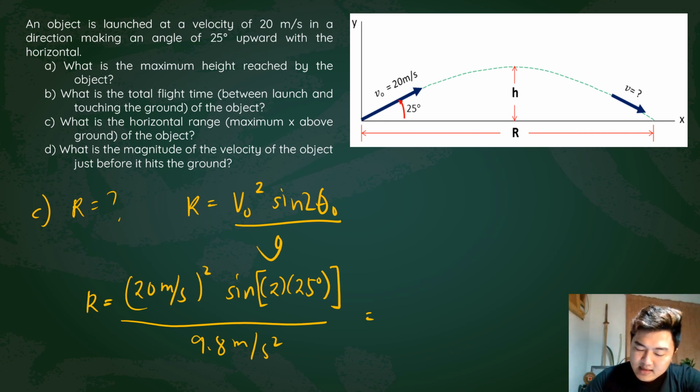So that's 20 squared times the sine of 25 times 2, which is, of course, sine of 50, divided by 9.8.